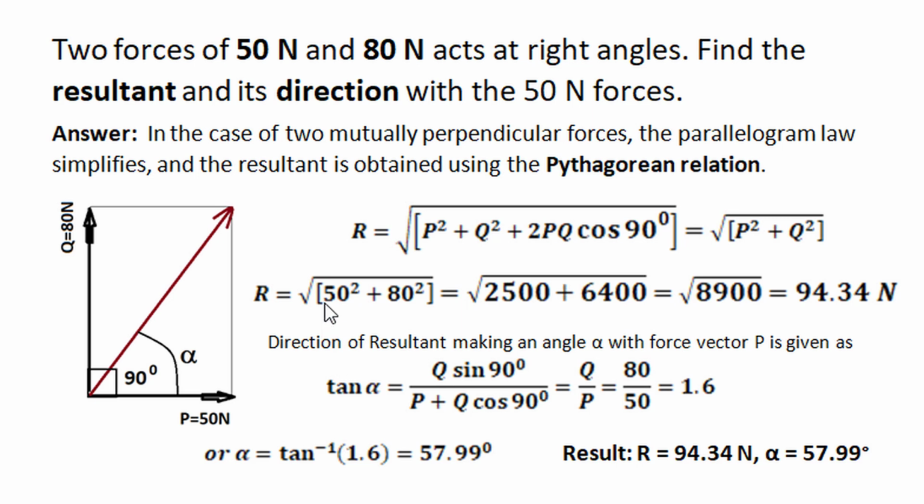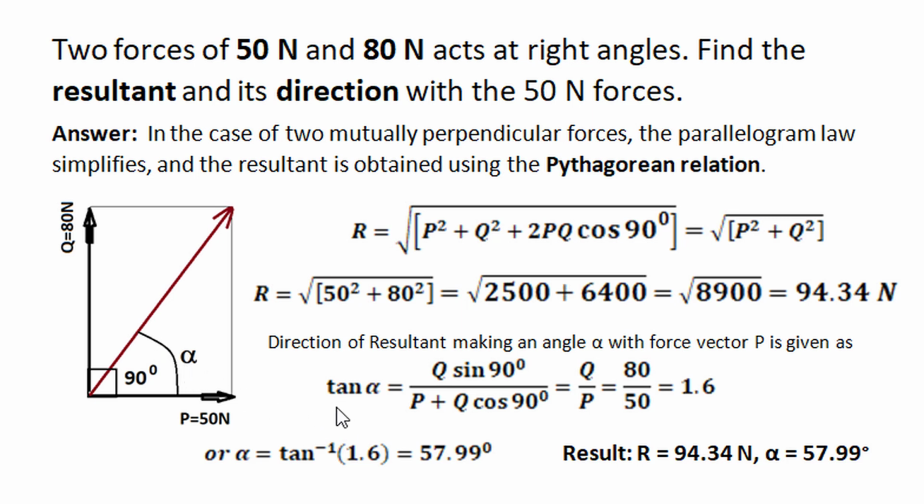Now one vector is 50 Newton, second is 80 Newton, and when we square and add, 50 square is 2500, 80 square is 6400, addition is 8900, and when we take square root, it comes as a resultant magnitude 94.34 Newton.